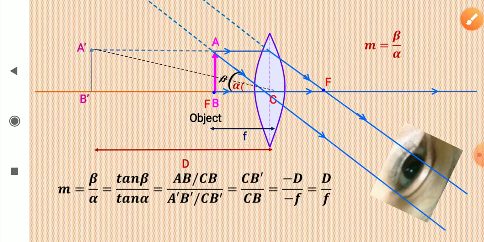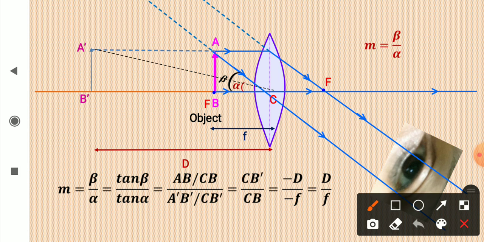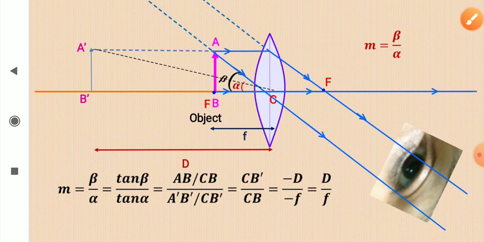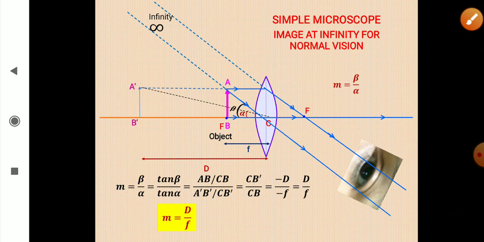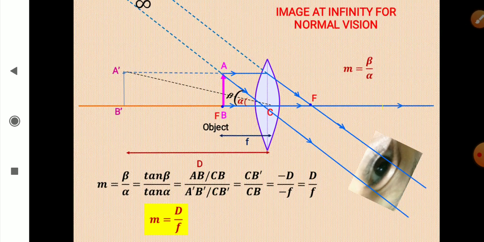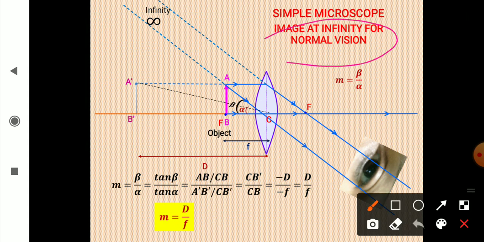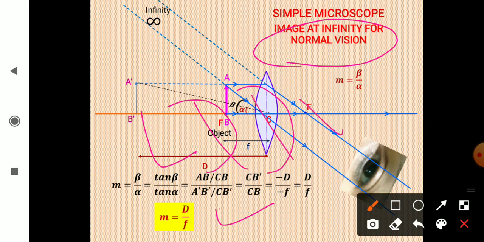Look at it. Say this CB is minus F, CB dash is minus D, and this is equal to D upon F. So magnification for normal vision is D upon F. And see, for a simple microscope, the magnification for normal vision is D upon F. So clearly, magnification for least distance of distinct vision is larger.